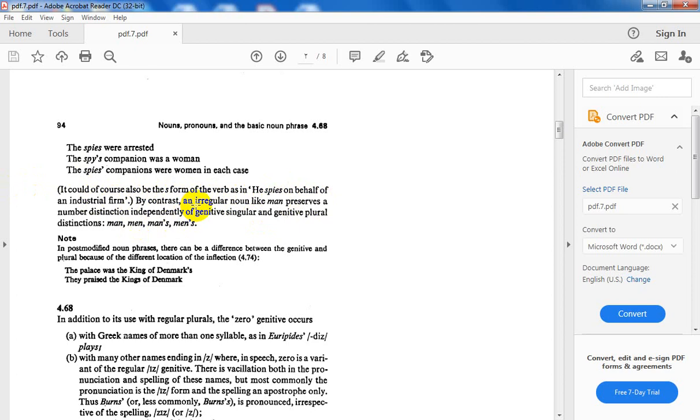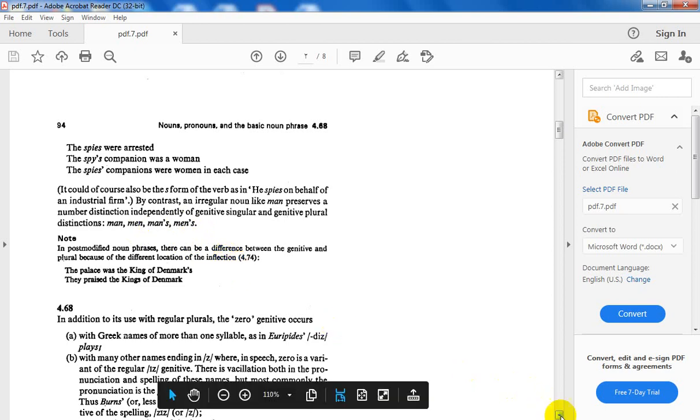By contrast, an irregular noun like man preserves a number distinction independently of the genitive marker, in the genitive plural too. And say what? Man, singular form, common case. Men, plural form, common case. Man's, singular form, genitive case. Men's, plural, it is what? Genitive case. Why? Because it has an irregular plural. Like if a noun has a regular plural, so here, just add S to the noun.